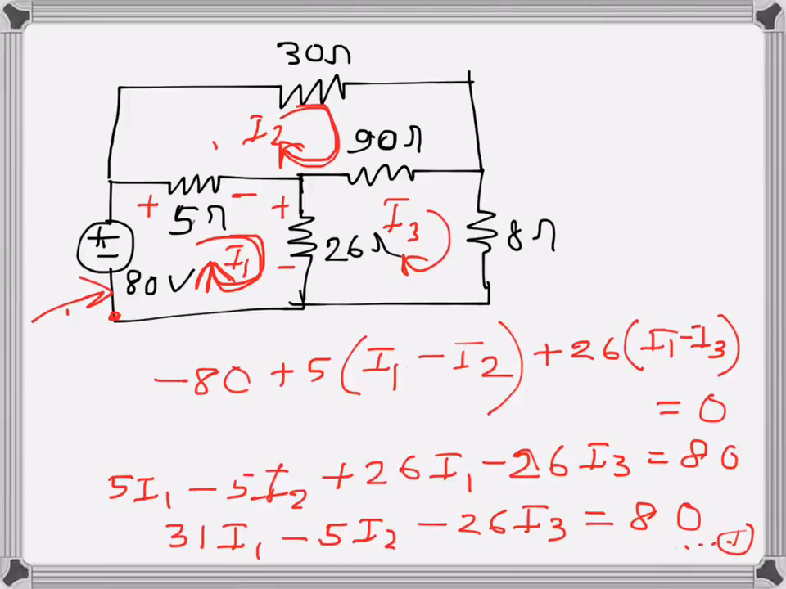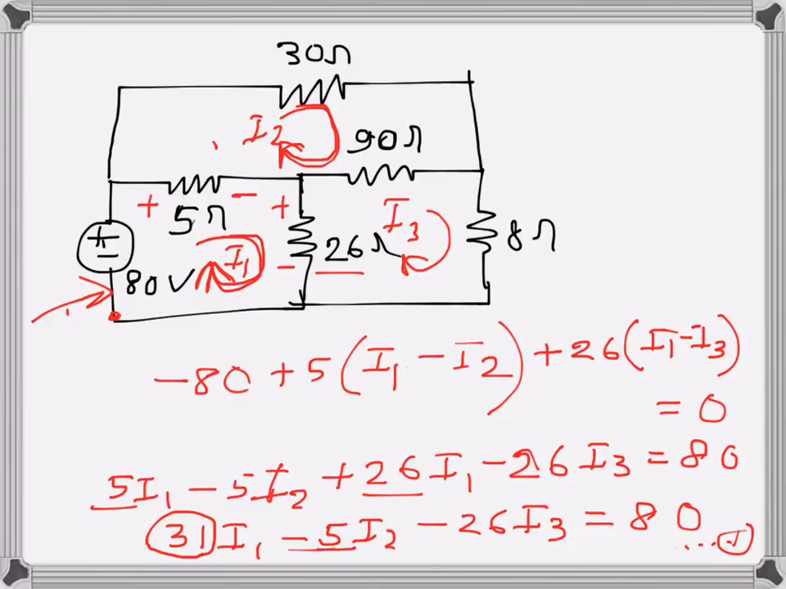Now for the other two meshes, I won't write the equations like this. I will do a shortcut, and the shortcut is like this. In this equation, we can see the coefficient of I1 is 31. This is the sum of the resistances in that mesh, 5 ohms and 26 ohms. These are the resistances of mesh 1. We just add them and it comes as a positive value, 26 plus 5, 31 I1.